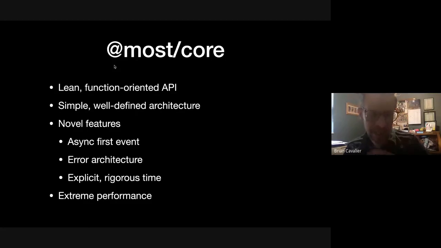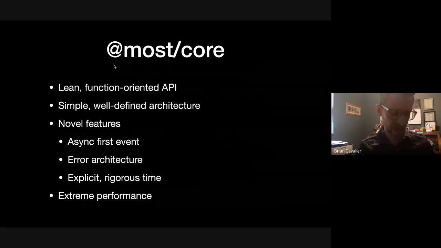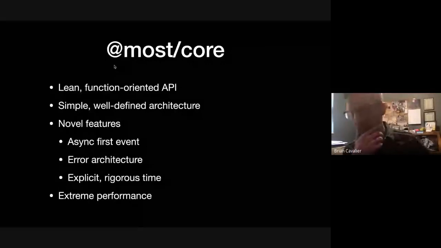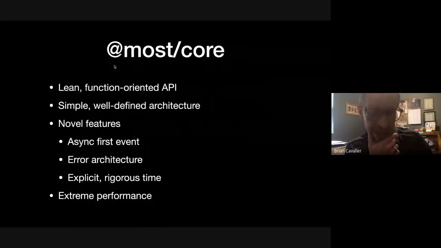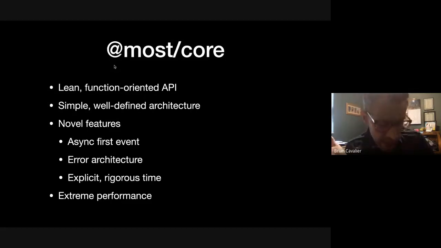And then probably the last thing on this list is what a lot of people who are familiar with Most know it for. One of its goals from the beginning was high performance, and we think we've achieved that. There are certainly other libraries that now have improved their performance, and while Most, as far as I know, is still one of the most performant, fastest, and lowest memory, there are others that are now close.